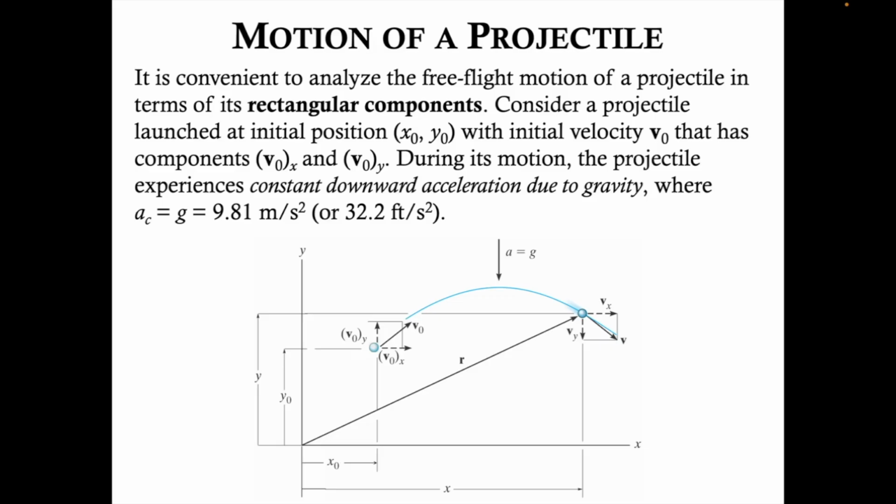During its motion, the projectile experiences constant downward acceleration due to gravity, where a sub c, the constant downward acceleration, which we denote as g, equals 9.81 meters per second squared or 32.2 feet per second squared, assuming we are on the surface of the Earth. The blue curve represents the path of the particle's motion, this projectile.